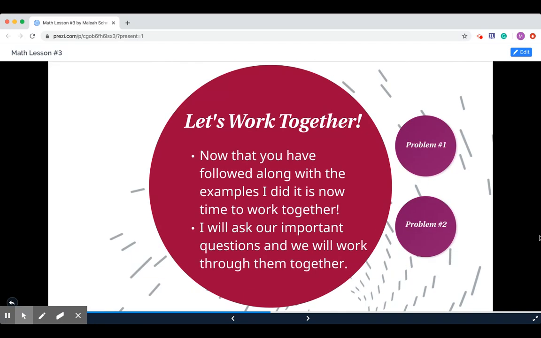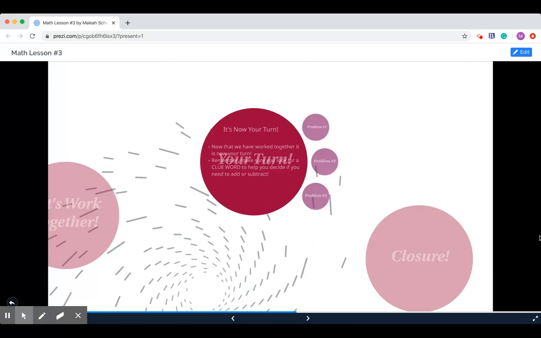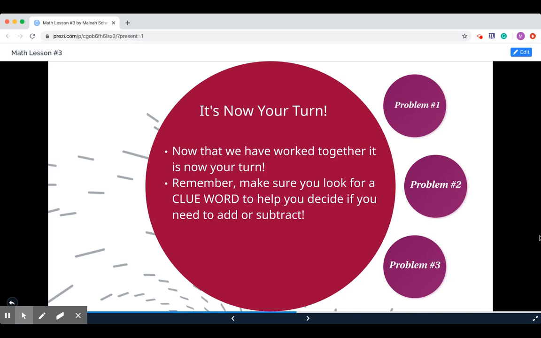Isn't that cool? All right, it's now your turn. Now that we have worked together, it's now your turn. Remember to make sure you are looking for our clue word so it can help you decide if you need to add or subtract to get the answer. I'm going to read you the problem, and after I read it, you can pause the video to work through your problem, and then once you have the answer, you can press play and go on to the next part.